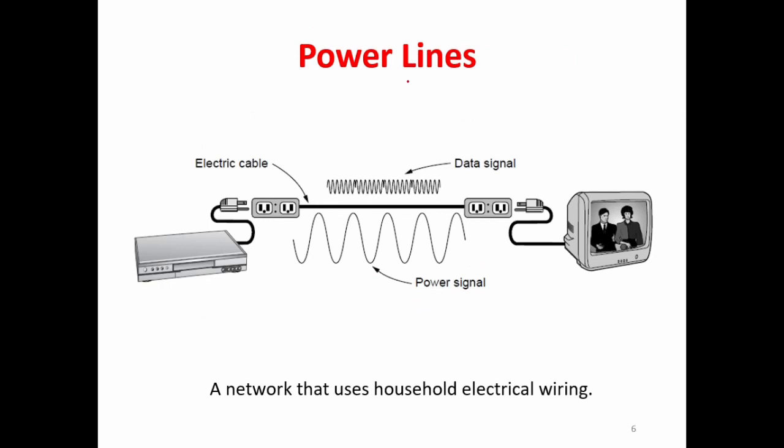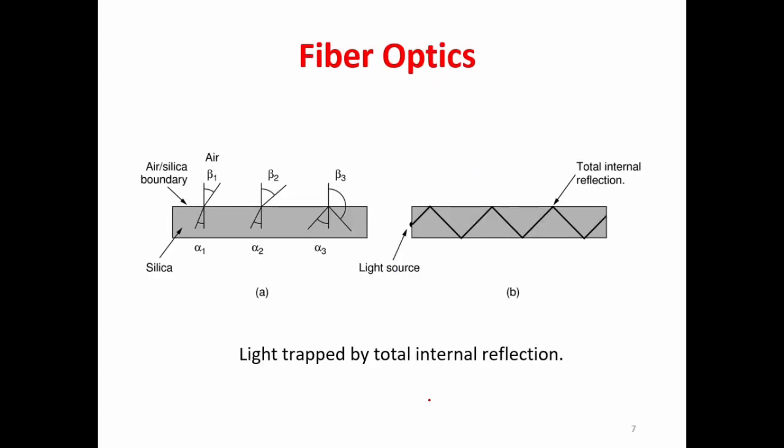So this is another one, power lines. We know that in every room we have this power line, and there are some plug-in sockets here. The wavelength of the power signal for this power line, as you can see here, is high, but once we want to transfer data, the wavelength of the data signal is low. This is used for household electrical wiring, so everywhere we can see these power lines.